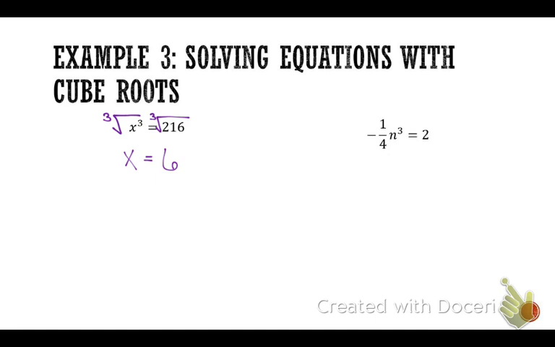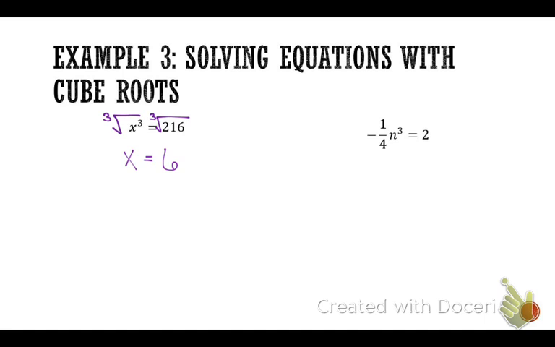Now with square roots, it would be positive and negative 6. But with cubed roots, it's one or the other, because negative 6 times itself 3 times would be negative 216. So my answer is either positive or negative. It's never both with cubed root. Does that make sense? With square root, a negative times a negative is a positive, so it can be both.